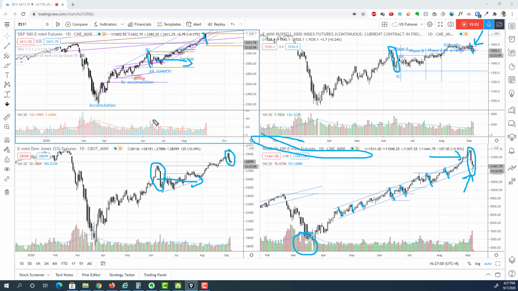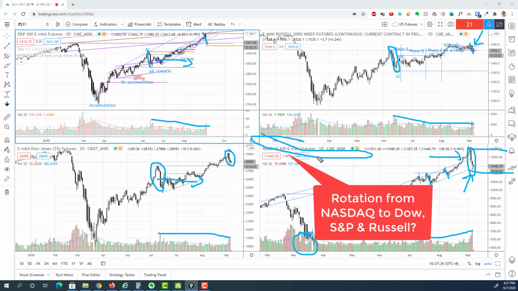In terms of volume, it is still lower supply than June, and similarly in the Dow Jones and also in the Russell, but not for the NASDAQ. So definitely I think we're going to see at least a temporary pause of the uptrend in the NASDAQ, while other indices like the S&P, the Russell and the Dow could see some continuation to the upside if this is a pure rotation from the NASDAQ into the Russell, S&P or even the Dow.